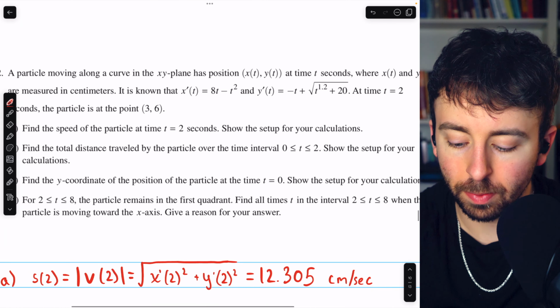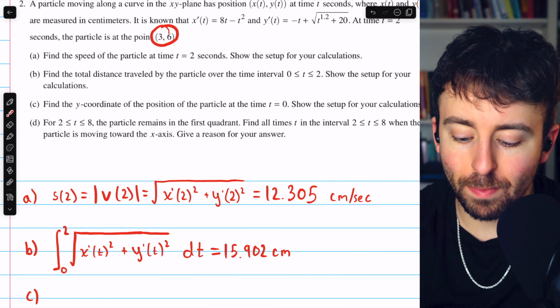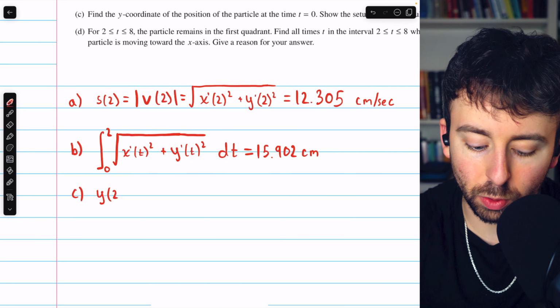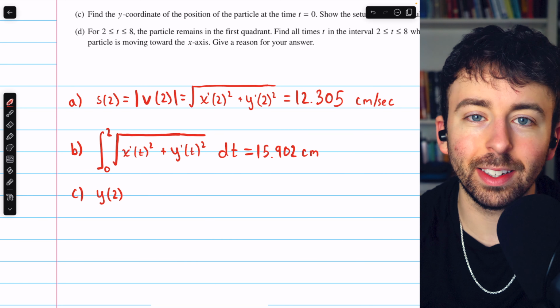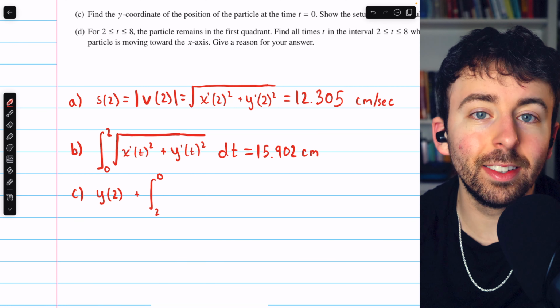We know that it's at the point 36. So we'll start there with that position at t equals 2, and then we'll use an integral of the velocity in order to get our way back to t equals 0. And remember, this question is about the y-coordinate. So we're going to start with the known y-coordinate, which was y of 2. At t equals 2, we know the position. And then we will accumulate with an integral of the velocity from 2 backwards to 0.